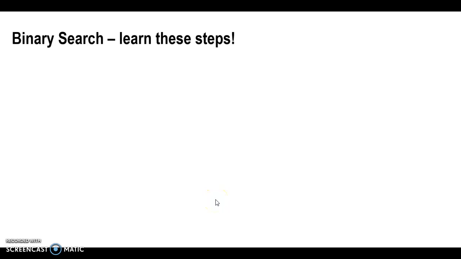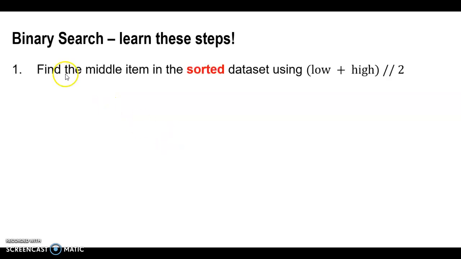Right, binary search, here are the steps we need to learn. What we do first of all, the first step, is we find the middle item in the sorted data set using this idea of the index of the lowest element in the data set plus the index of the highest element in the data set, and we find the floor division of that when we divide by 2. I'll explain that a bit more in detail as we go through it later.